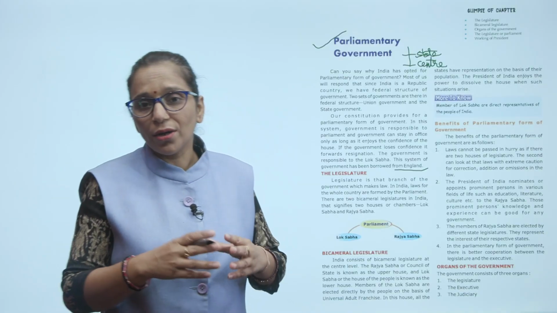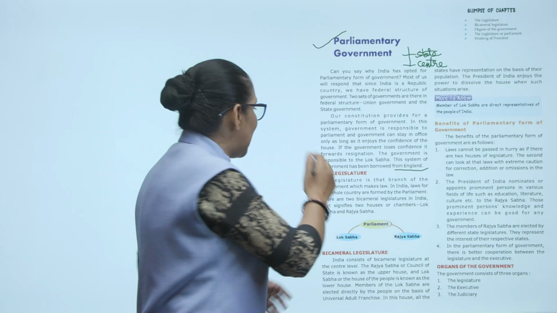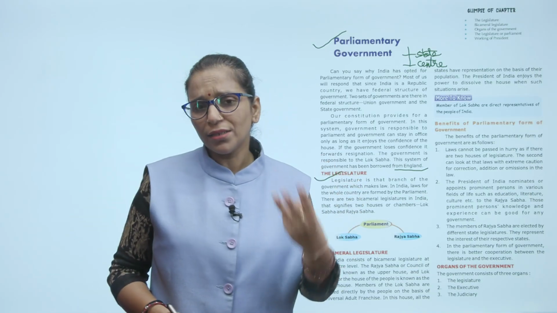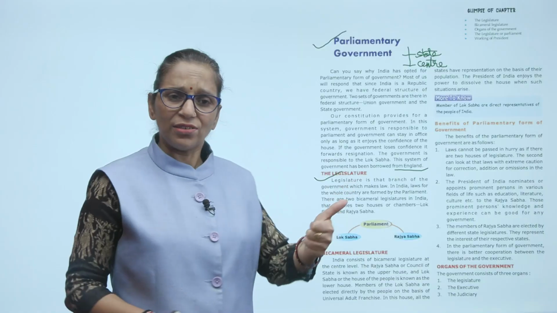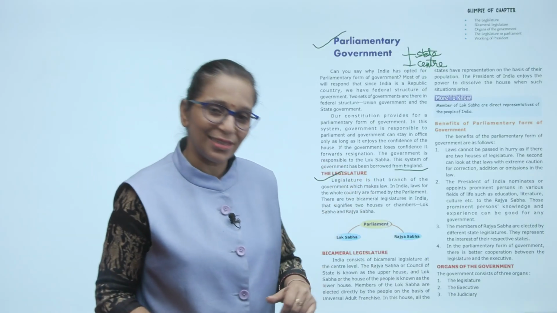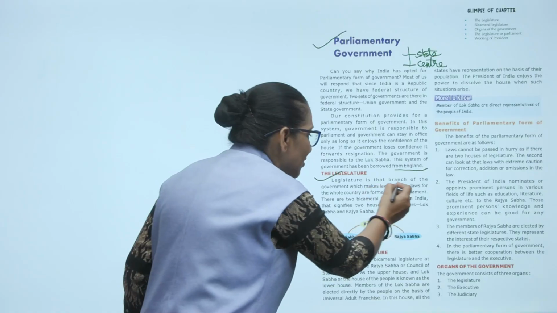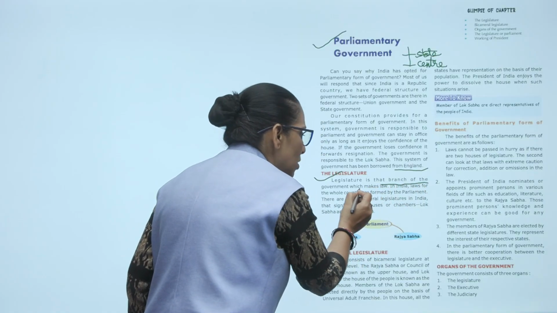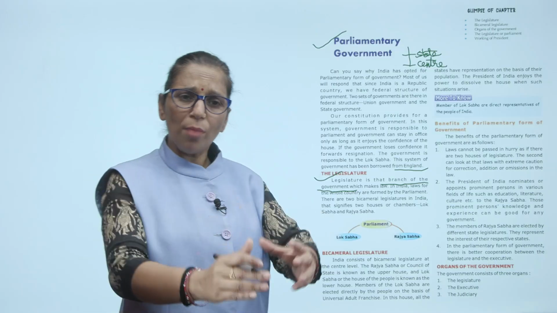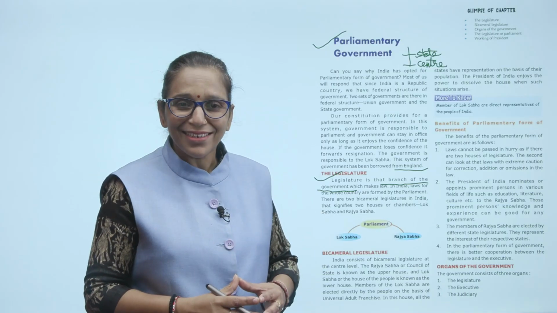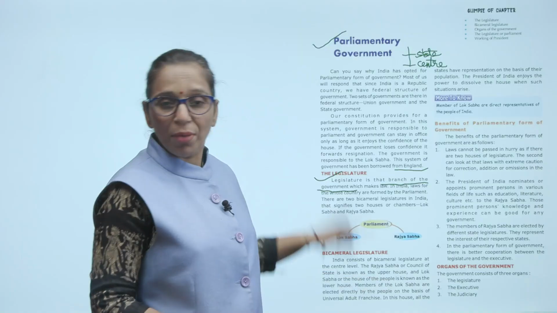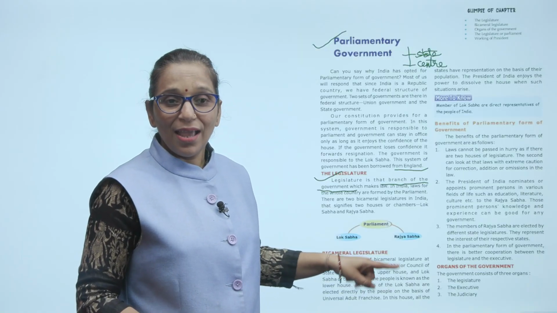The first organ of the government is the legislature. The three organs of the government are legislature, executive and judiciary. So first we will discuss the legislature. Legislature is that branch of the government which makes the law, or you can say the law making body is known as the legislature. In India, laws for the whole country are made by the parliament.